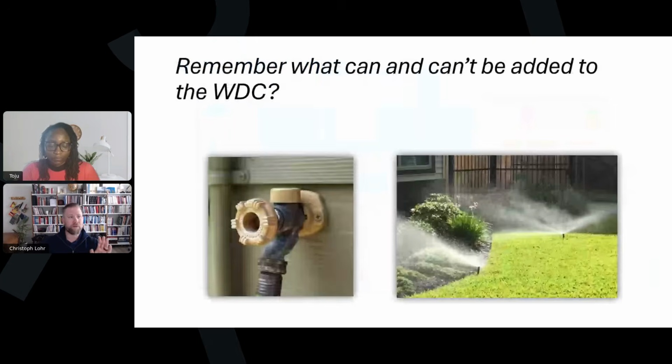Now, remember what can and can't be added to the water demand calculator. Again, we didn't put in hose bibs, we didn't put in any irrigation systems, because those are continuous loads. Say you had an irrigation system with a peak flow rate of 2.5 GPM or 20 GPM, depending on the type, you would likely just add that on to the 18.6 from before.